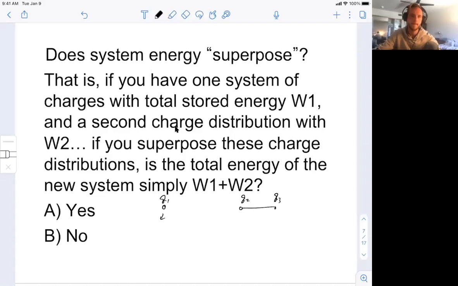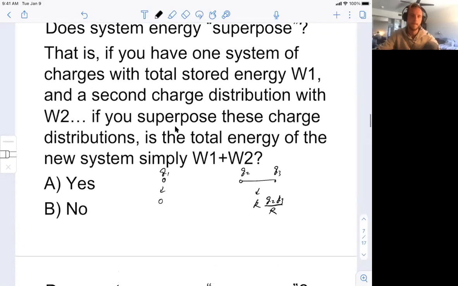So this one will eventually have 0. This one has kQ2Q3 over r. Okay, and then you bring them together, right? Yes. Okay, and then when you bring them together, what does it become? What does it look like? It'll look like our three charge system above. Ah, okay, so this kind of distribution.